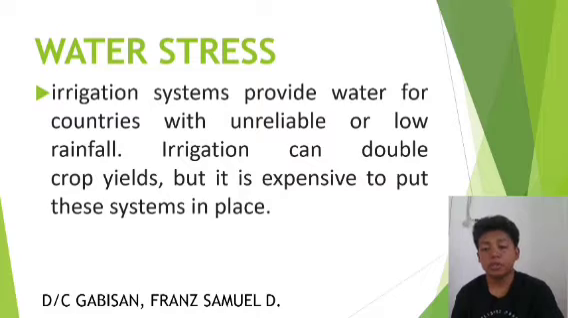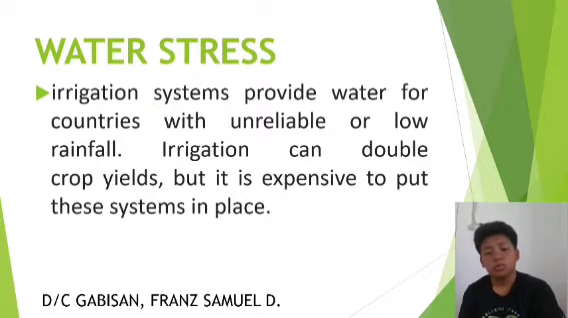So, water stress. Irrigation systems provide water for countries with unreliable or low rainfall. Irrigation can double crop yields, but it is expensive to put these systems in place. Water for irrigation can be taken either from underground aquifers or directly from rivers, and both have environmental consequences.